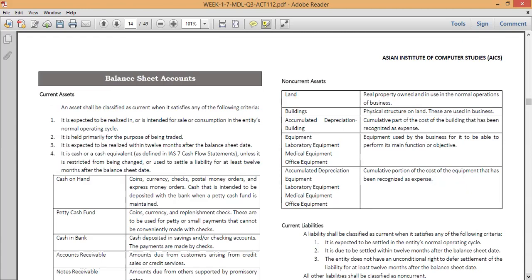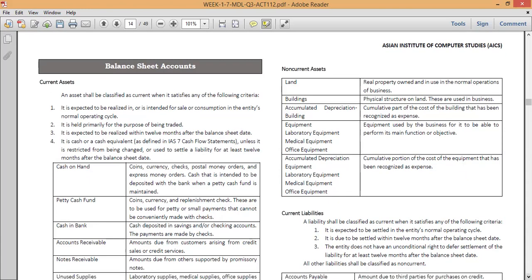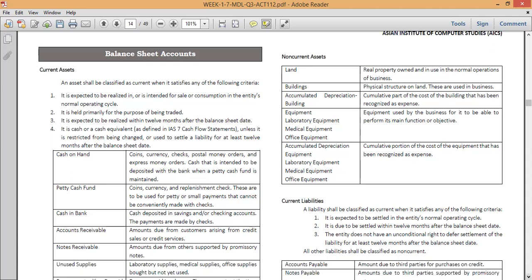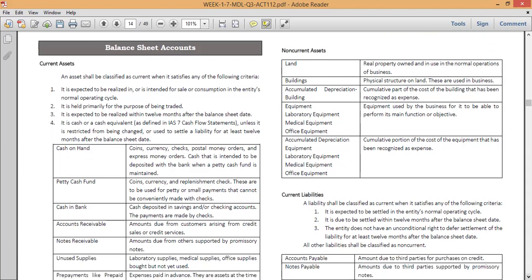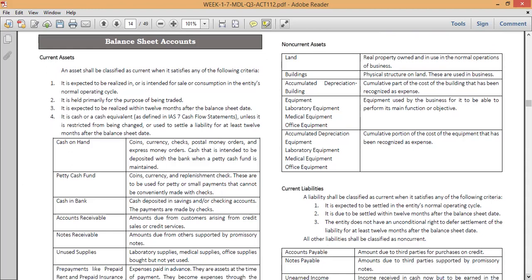So, next natin is the balance sheet accounts. Ano ba yung mga makikita ninyong accounts sa balance sheet? So, eto na po.